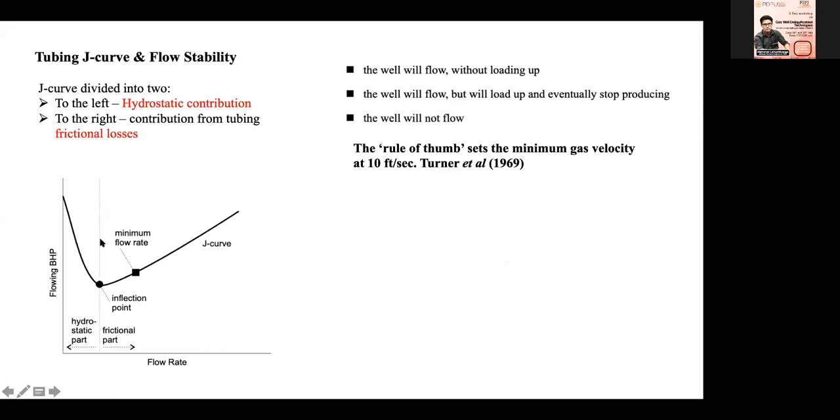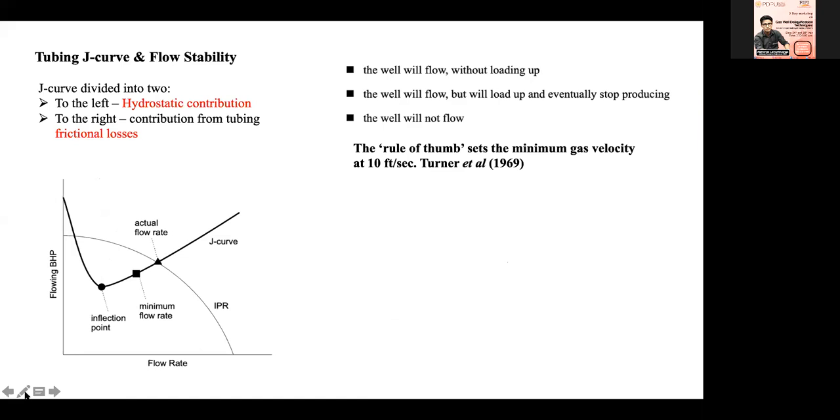Now let's assume one of your wells is producing at this rate, at this flowing bottom hole pressure. If this rate is above your critical gas rate, you are not going to see any liquid loading. So basically you are trying to produce gas from your well above the minimum flow rate, or the critical gas rate.